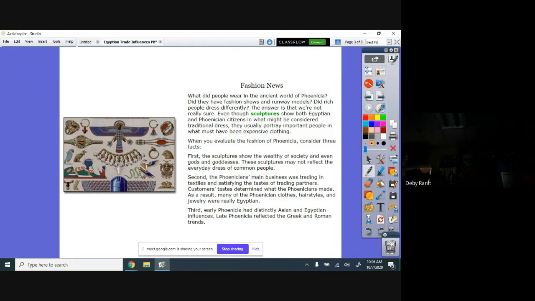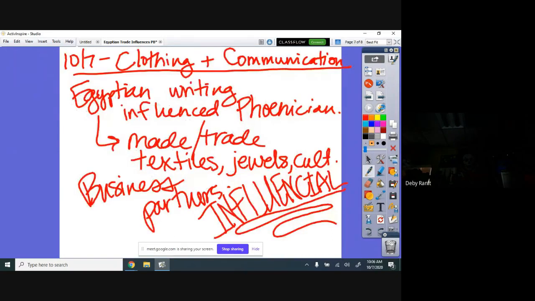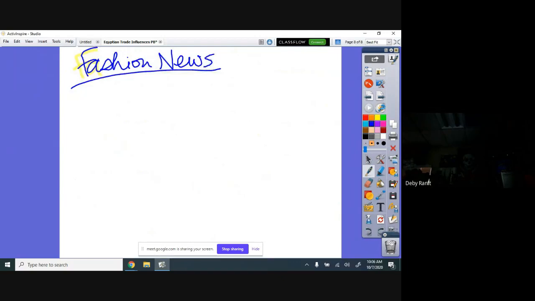So it talks about how the sculptures kind of show what their fashion looked like, right? And that the people of Phoenicia were very much influenced by the Egyptian culture, the Greek culture, and the Roman culture at various points, right? And so they really started dressing the same way as the Egyptians, and then some Asian influences, it said, and Greek and Romans. Okay, so how do you think I could capture that on my notes? Let me see what's going to work for my brain today. I think I'm going to go with sculptures. Cultures. Man, it's a mess.